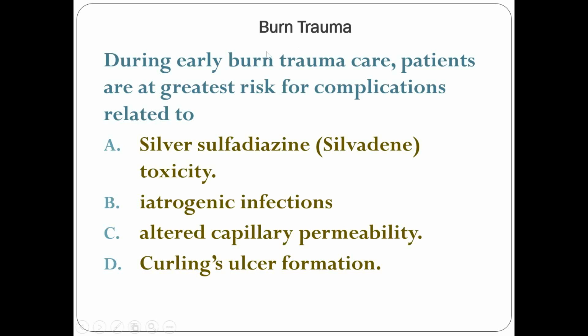With all questions that ask you about the greatest risk, it should relay to you that these other answer choices are correct. And I don't think Silvadene toxicity, that's your one outlier that's like dumb, and so you would know not to pick it. But the other three, B, C, and D, they're all problems that occur with a burn. And again, you have to think of greatest risk. So what is the most problematic problem for your patients with burn? And that's that capillary permeability and leaking. Iatrogenic infections do occur. We do have to do interventions so that they don't happen, but it's not the greatest risk. Curling's ulcer is also a risk, but it's not the greatest risk.